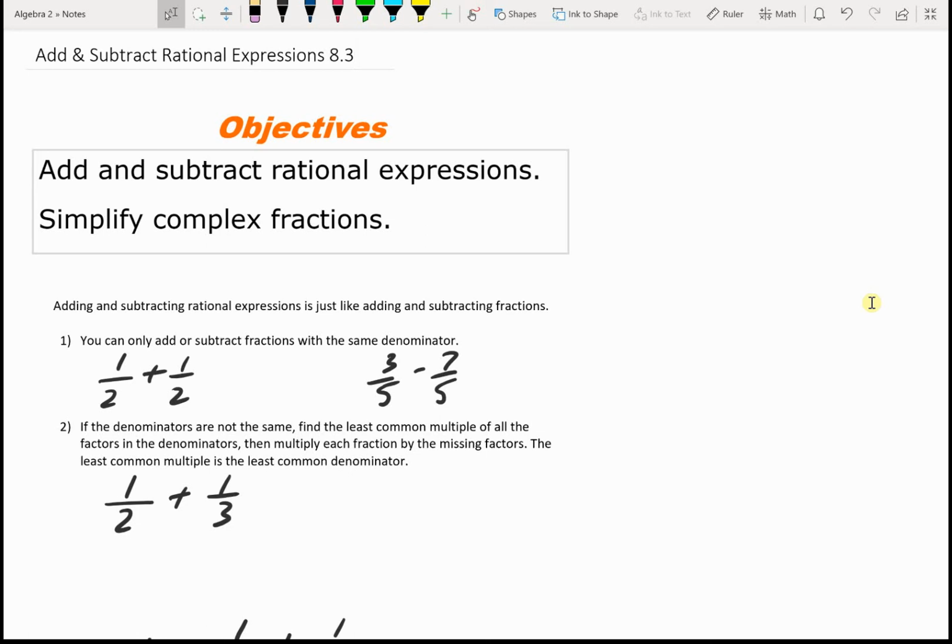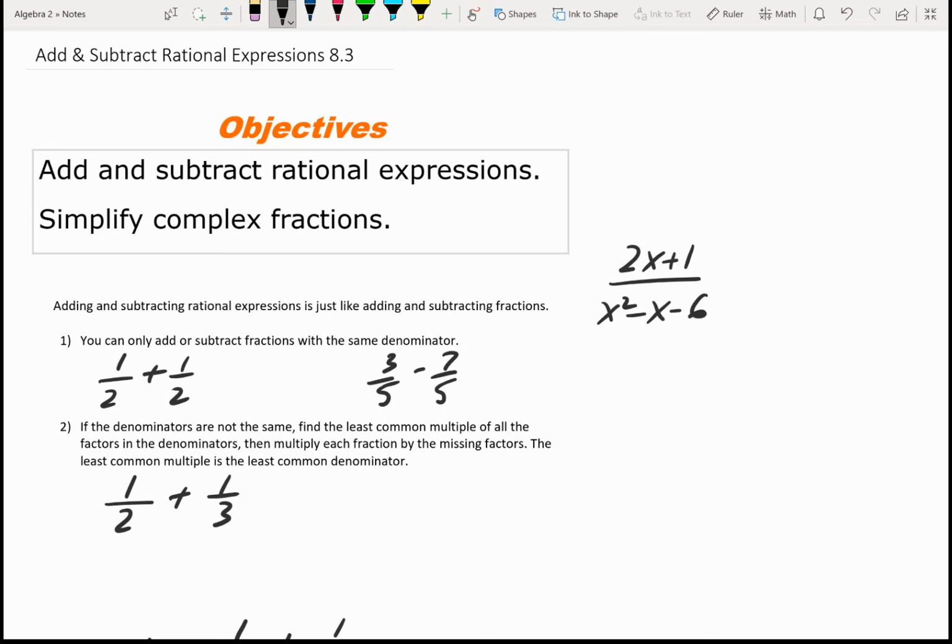So again, our objective for today is adding and subtracting rational expressions. To recall, what is a rational expression? It's the ratio of two polynomials. So I could have something like 2x plus 1 over x squared minus x minus 6. That is a rational expression.